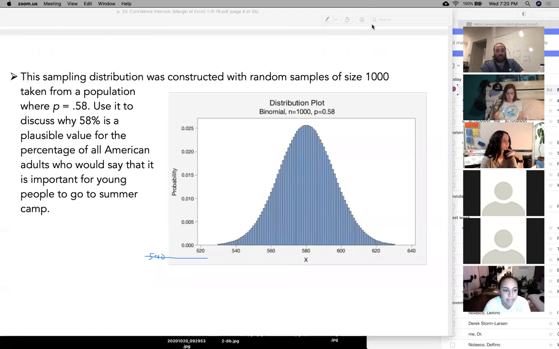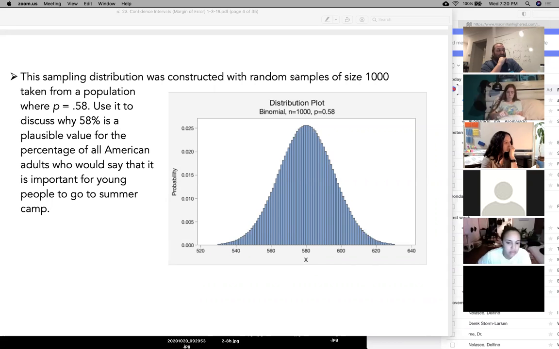Now, this is another one where we still have samples of size 1,000 because that's the size of our sample. But this one has the underlying belief that P is 0.58. If P was 0.58, would 590 be plausible? Yeah, because it falls within the margin of error. Well, forget about margin of error. That's new confidence interval stuff. I'm talking about significance testing stuff. Based upon this graph, if P was really 0.58, would 590 be a reasonable result?